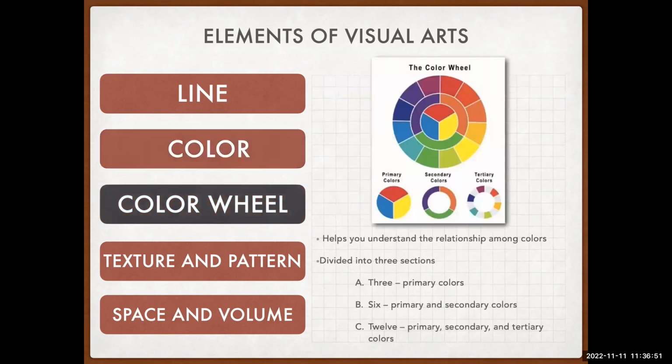In this case, we base it on the color wheel. This helps us understand the relationship among colors. Hence, it is divided into three sections. We have three primary colors, the red, blue, and the yellow. The secondary colors are violet, orange, and green, while the 12 primary, secondary, and tertiary colors involve these different colors. So that is how we look at the color wheel.